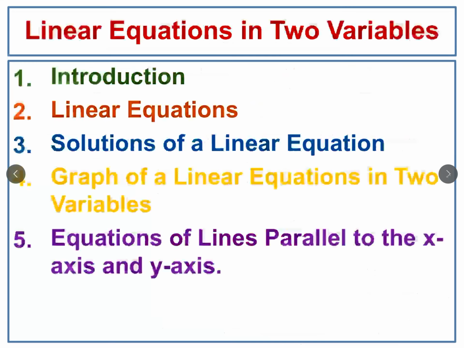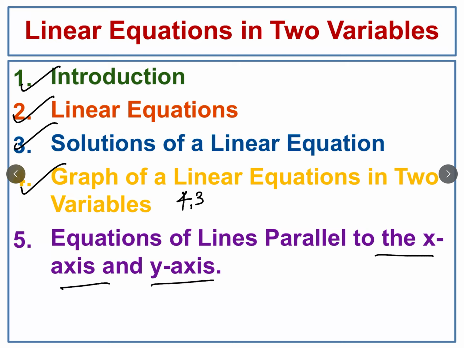Linear equations in two variables is divided into a total of 5 subtopics, out of which we have already covered the first 3 in the previous sessions, and we have covered some of the questions based on the graph of the linear equation. We will complete the remaining questions of exercise 4.3 first, then we will start the equation of a line parallel to the x and y axis, that is exercise 4.4. So let's start.